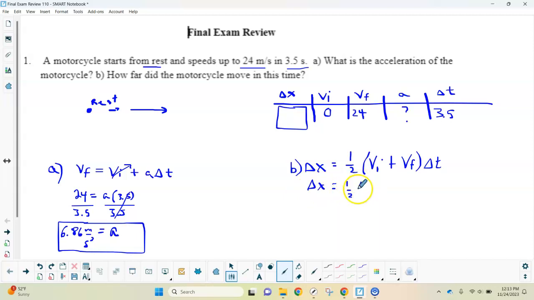1/2, the initial velocity was 0. The final velocity is that 24. And then it's 3.5 for the time. So if you put that in your calculator, you will get an answer of 42 meters or something close to that. So that's number 1. It's pretty straightforward, just doing kinematics.